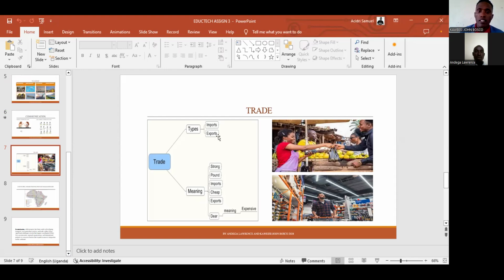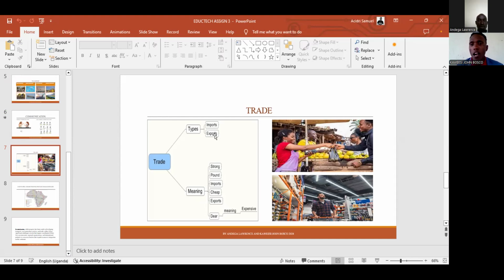Export, these are things that are going out. For example, here in Uganda, we are normally basing on agricultural products. We are now taking agricultural products outside the country. So in these export products, we are earning a lot of income, a lot of money, so that later we can use it to develop our nation. So even trade can be on a stronger dimension, can be on a cheap dimension, and others.